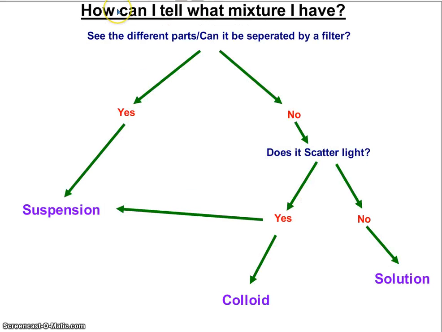Now the last thing I wanted to show you is how I can tell what mixture I have. This is the flow chart that Mr. Peterson has, and I really think this is very, very useful. Can you see the different parts, or can it be filtered? If it can, yes, then that's a suspension. If it cannot, then I ask myself, does it scatter light? If it does scatter light, then it's a colloid. If it does not scatter light, then it's a solution. I also have this arrow right here to show that suspensions also do scatter light. But if I can separate it through a filter, it's a suspension regardless.